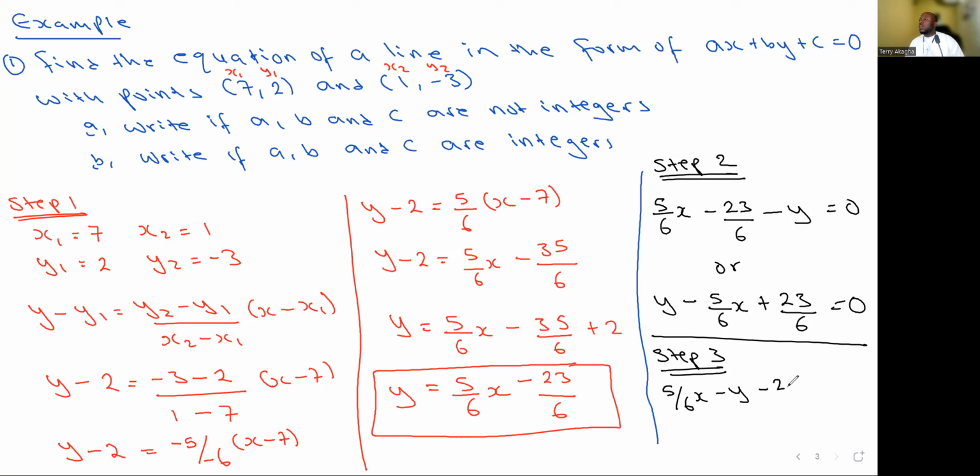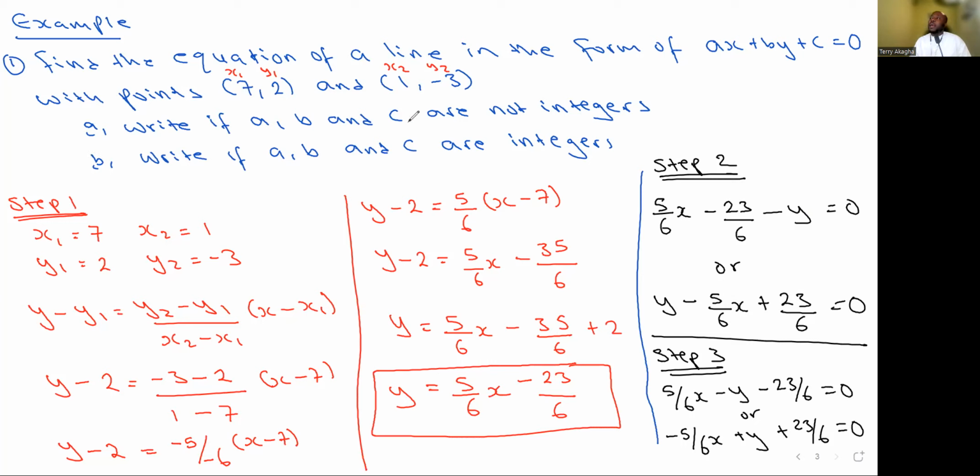Then minus 23 over 6 is equal to 0. Or if you're writing in this one, minus 5 over 6x must come first. Then it will be plus y plus 23 over 6 is equal to 0. Now let's look at A.